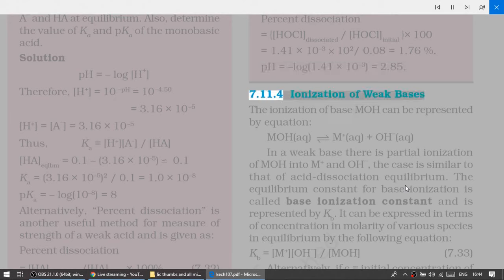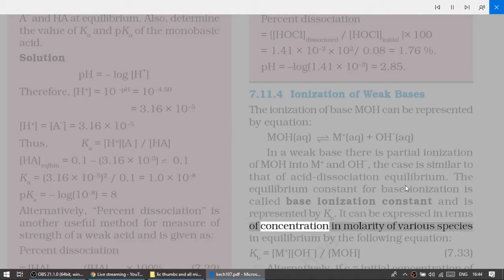Ionization of weak bases. The ionization of base MOH can be represented by the equation: MOH(aq) ⇌ M⁺(aq) + OH⁻(aq). In a weak base there is partial ionization of MOH into M⁺ and OH⁻. The case is similar to that of acid dissociation equilibrium. The equilibrium constant for base ionization is called base ionization constant and is represented by Kb.